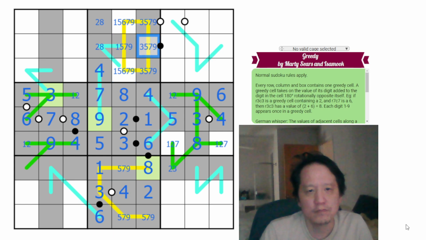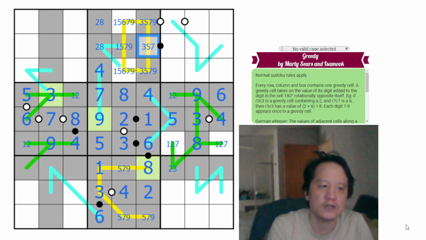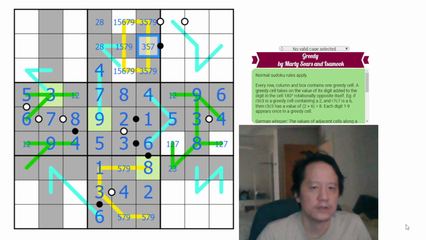This can't be 9, because if this was 9, it would have to be double of 9, which is 18, which is not possible. If it's 7, that seems possible. So we have a 9 that's greedy, an 8 that's greedy, a 6 that's greedy, a 3 that's greedy. We don't know anything else there, though.